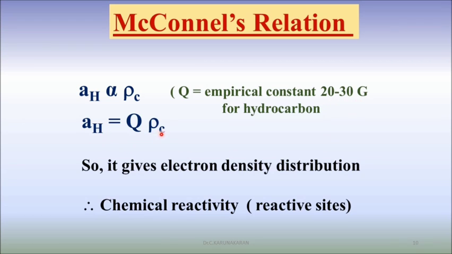Using this expression, once you know the hyperfine coupling constant from the experiment and the Q value is known, you can calculate the unpaired electron density. Rho C will give the unpaired electron density distribution. Using this, we can predict the chemical reactivity site.